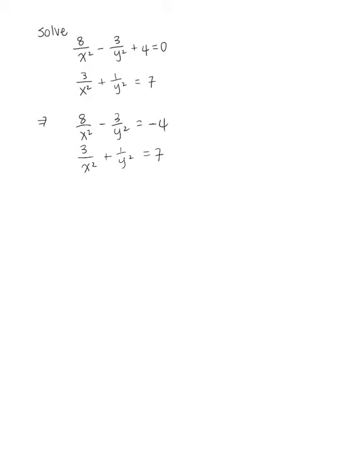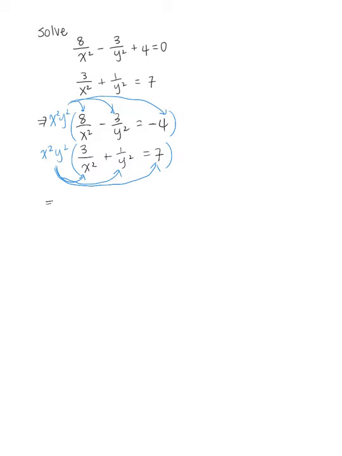Now what I'm going to do is multiply by the LCD, which is x squared y squared, every single term. So I'm going to do the same thing, x squared y squared. Okay, so now I'm going to distribute to each term. Don't forget to distribute this on the other side of the equation. And then you're going to cancel what you can.